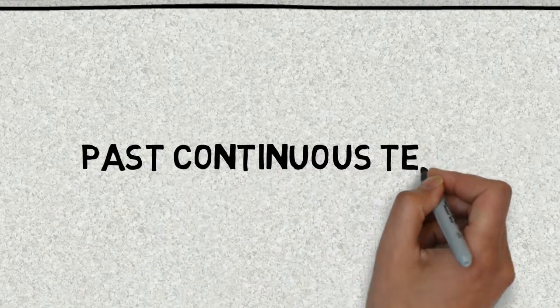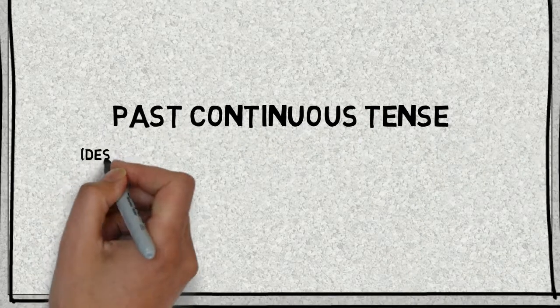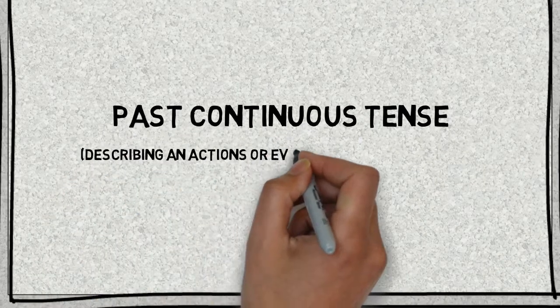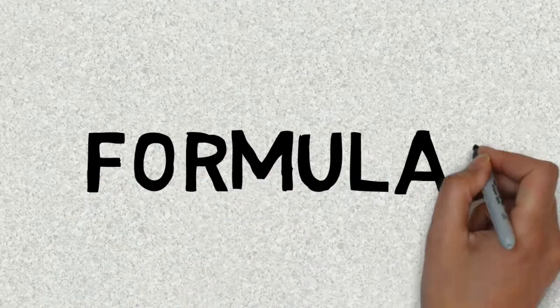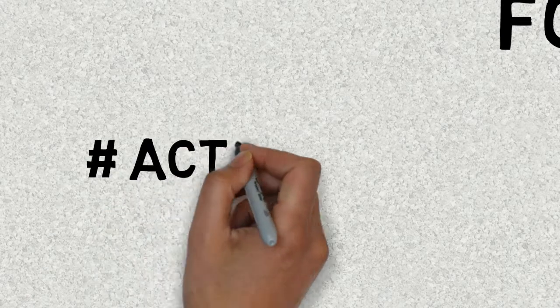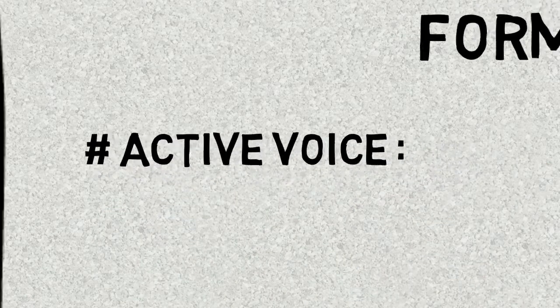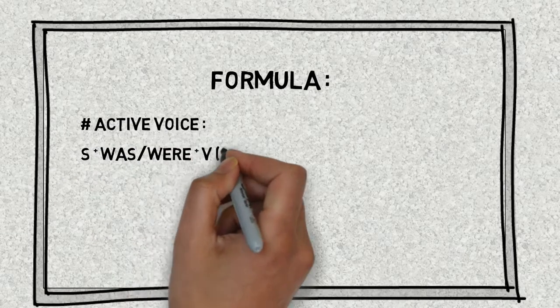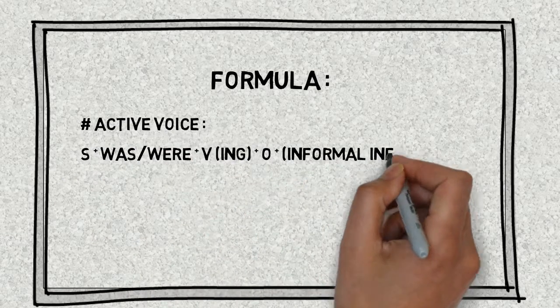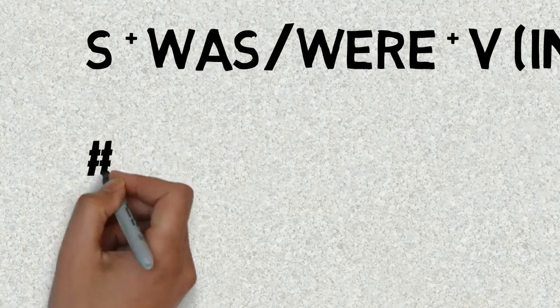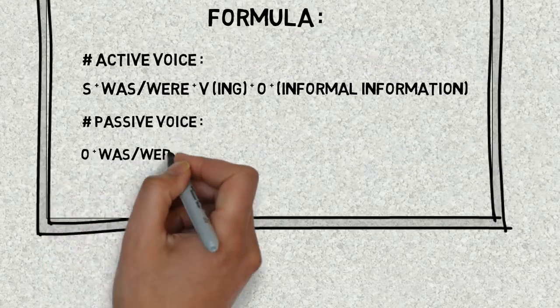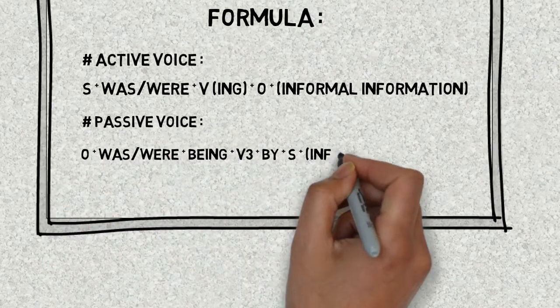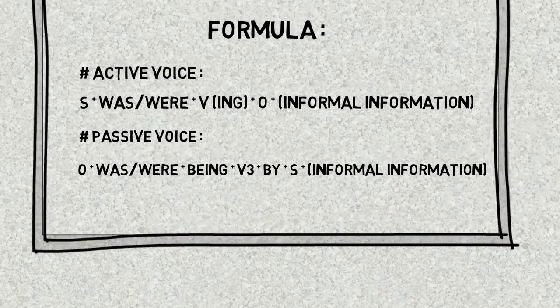Past continuous tense. This tense is used to describe an action or event in a time before now. The formula for the past continuous tense in the active voice form is subject plus was or were plus verb-ing plus object plus informal information. And the formula for the passive voice is object plus was or were plus being plus verb 3 plus by plus subject plus informal information.